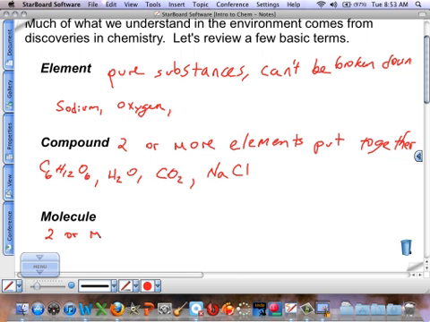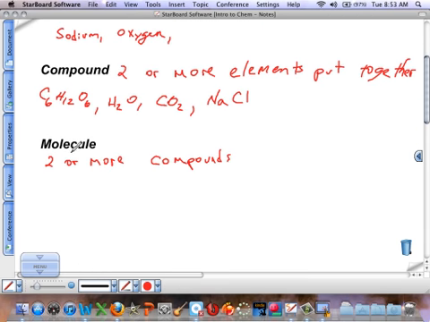It's similar to what we talked about with compounds, except it's two or more compounds. In fact, like I said, water doesn't really exist, H2O does not exist, and that's because in the molecule form, it's actually two H2O. So just plain old H2O is not going to exist in nature. It actually needs two molecules in order to be stable enough to exist.